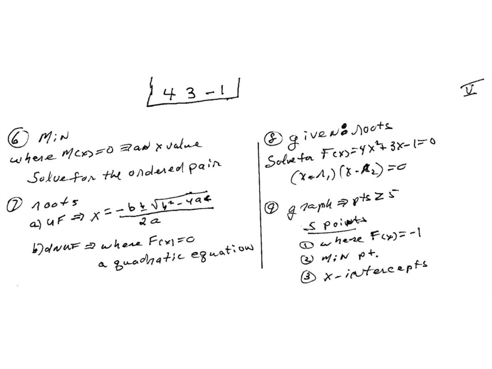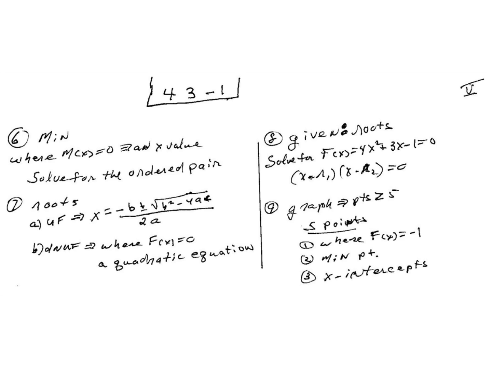Step 8, given the roots, solve for f of x equals 4x squared plus 3x minus 1 equals 0. And the roots, we're going to use the product x minus r1 times x minus r2 equals 0. Substitute in that equation. Step 9, graph y implies points greater than or equal to 5. You could use more than 5, but we're going to use 5 points.